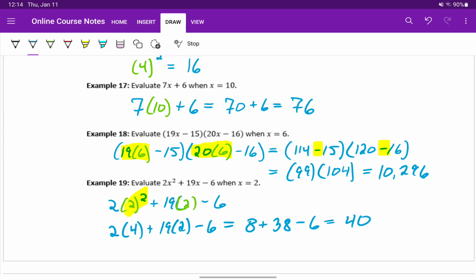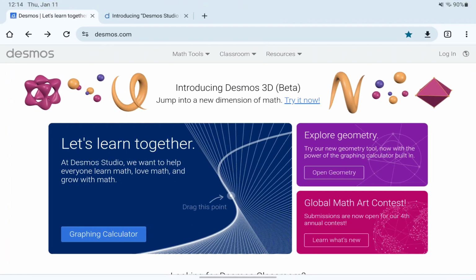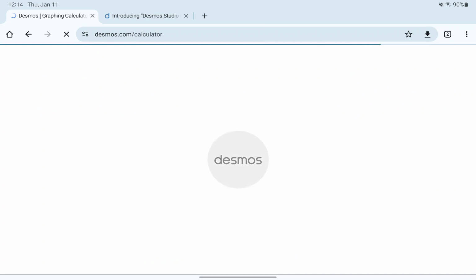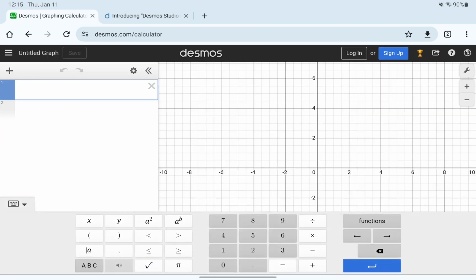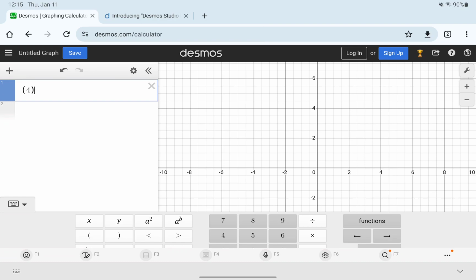This is how we would evaluate those problems by hand, but for this course you'll also be welcome to use technology. That could take the form of a basic or scientific calculator, or I'm going to demonstrate using a tool called Desmos. Desmos.com is a freely available website. You can go here and click on Graphing Calculator. And then in the box on the left-hand side, we can start typing in expressions.